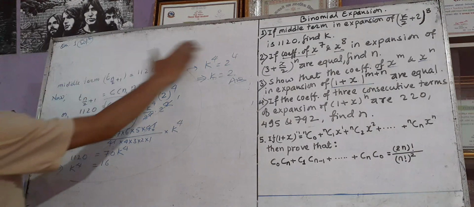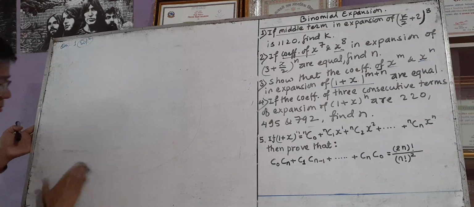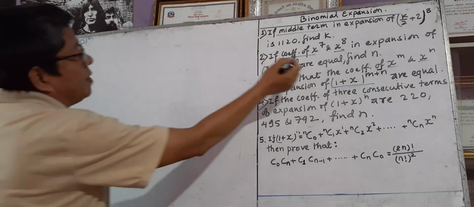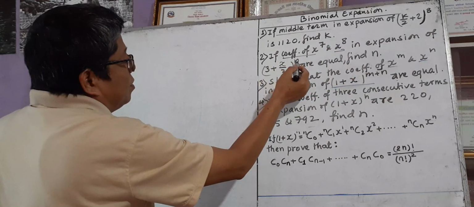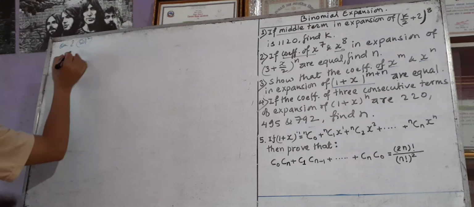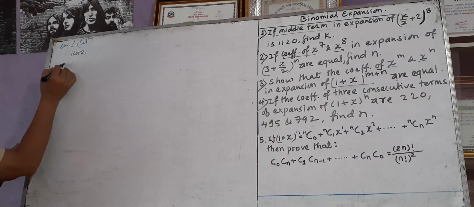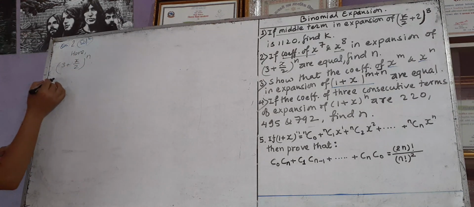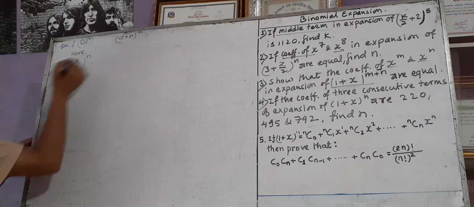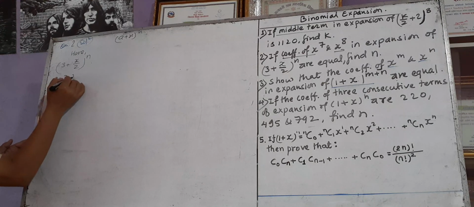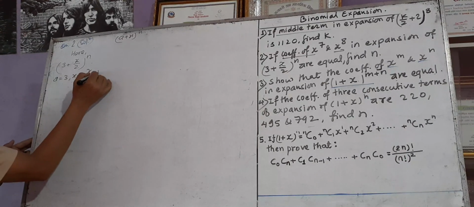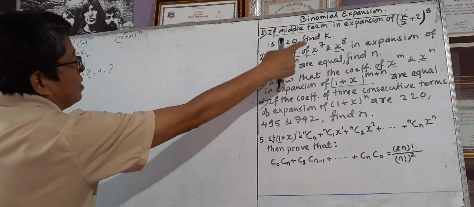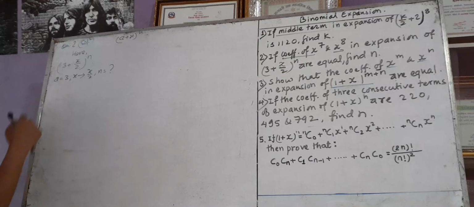Okay, now we solve the next question. Question number 2. If the coefficients of x to the power 7 and x to the power 8 in the expansion of (3 + x/2) to the power n are equal, find n. So here the given binomial is (3 + x/2) to the power n. Comparing with (a + x) to the power n, we get a is 3, x is x/2, and n is to be determined. One more condition is given: the coefficients of x to the power 7 and x to the power 8 are equal.